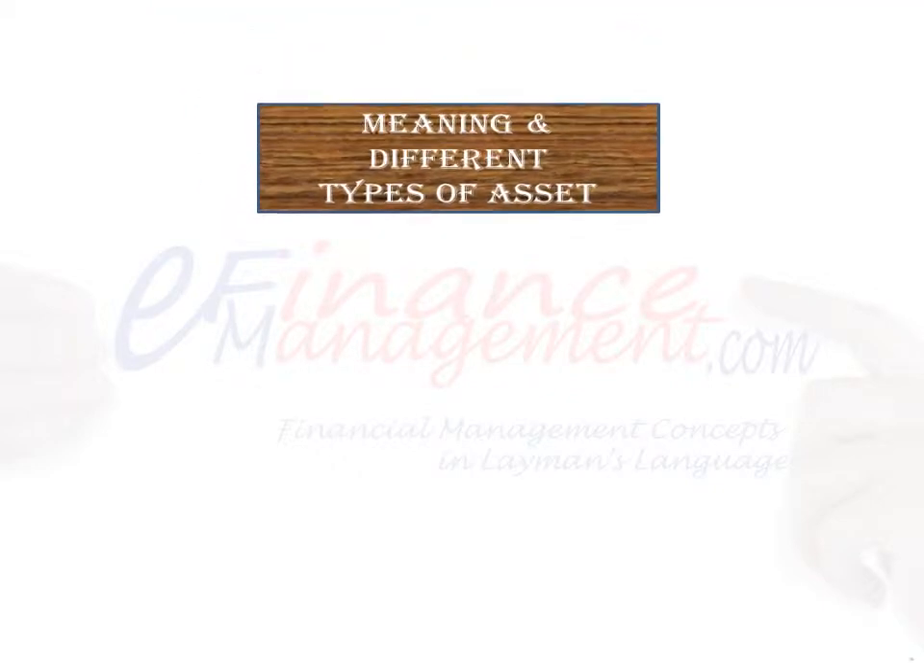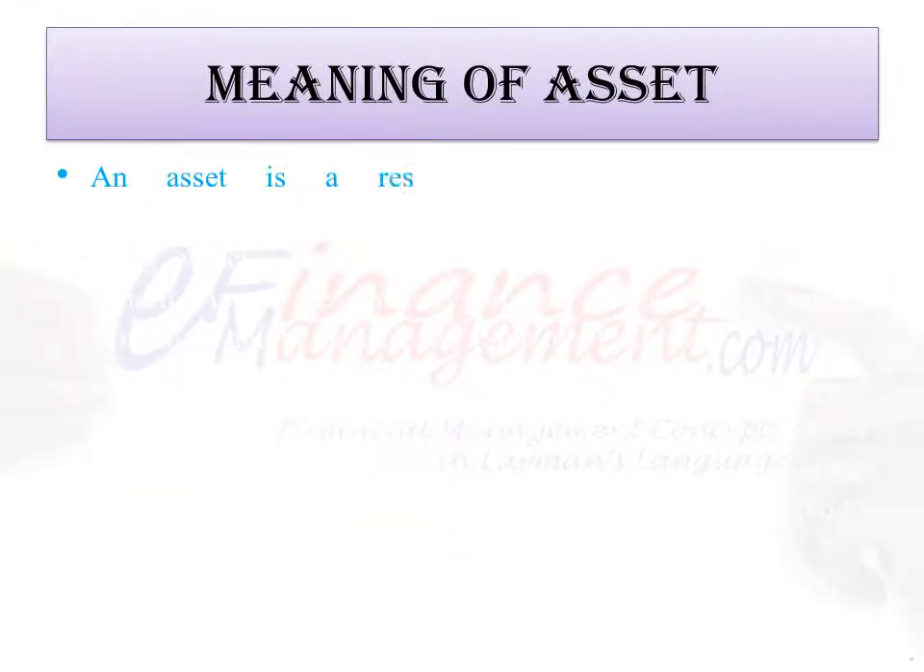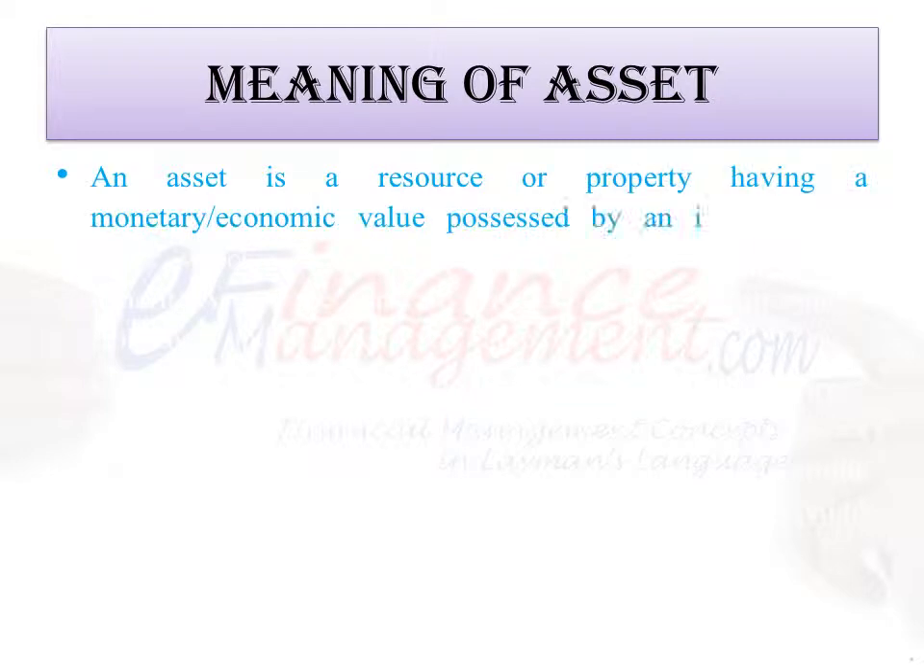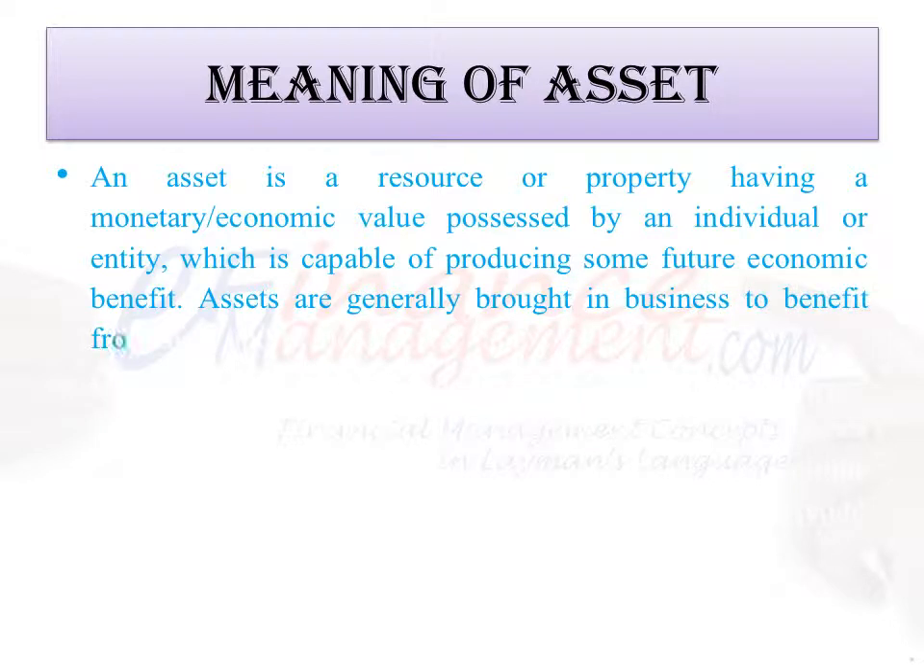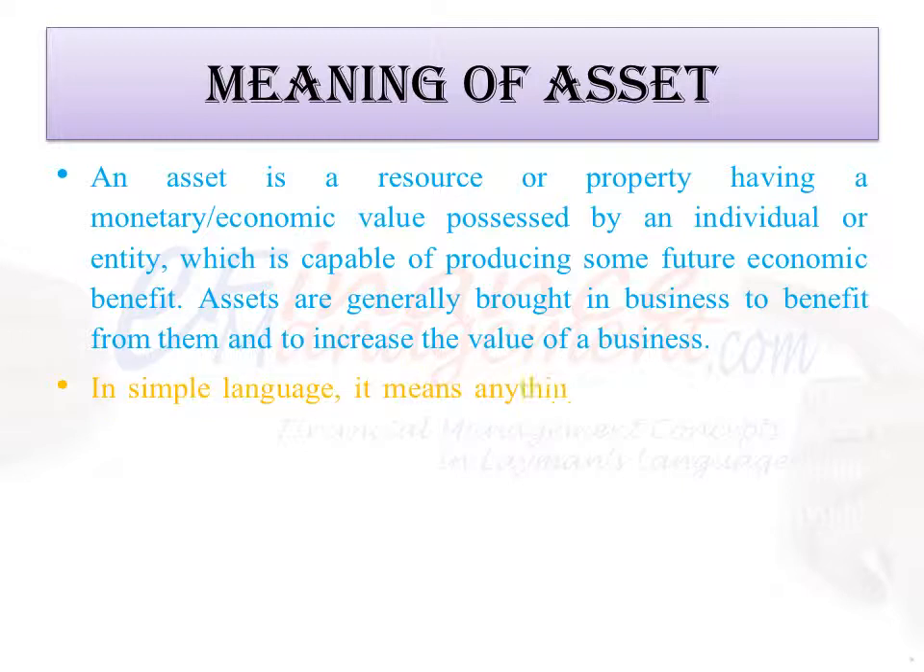Today we are going to explain the meaning and different types of assets. An asset is a resource or property having a monetary or economic value possessed by an individual or entity, which is capable of producing some future economic benefit. Assets are generally bought in business to benefit from them and to increase the value of a business. In simple language, it means anything that a person owns, say a house or equipment.